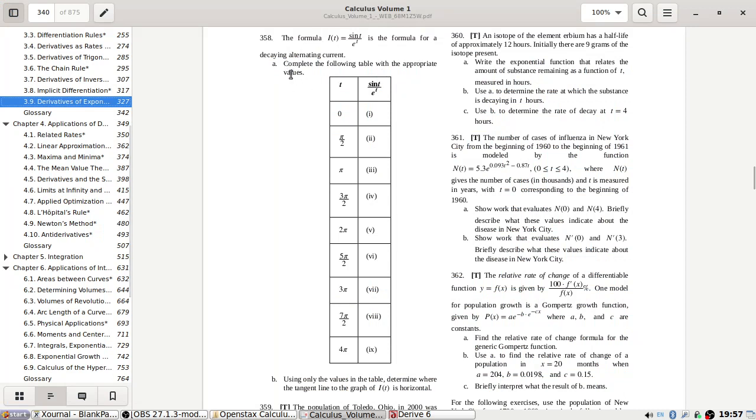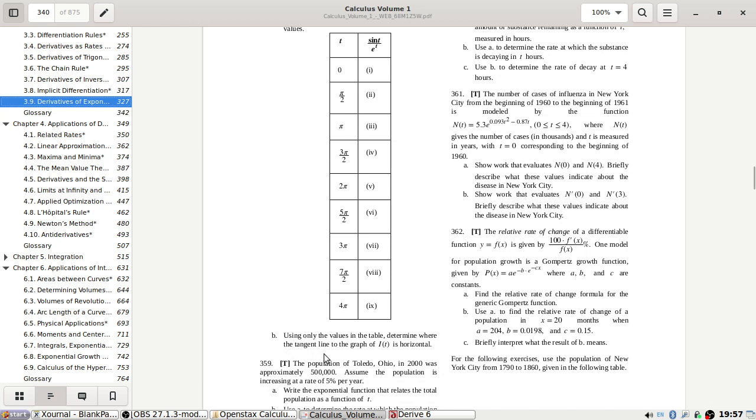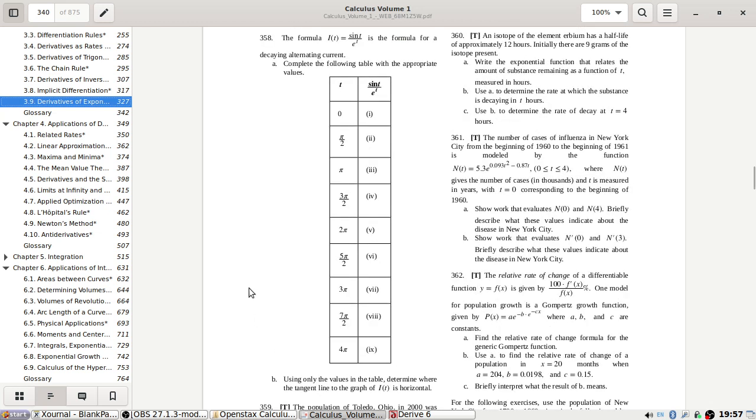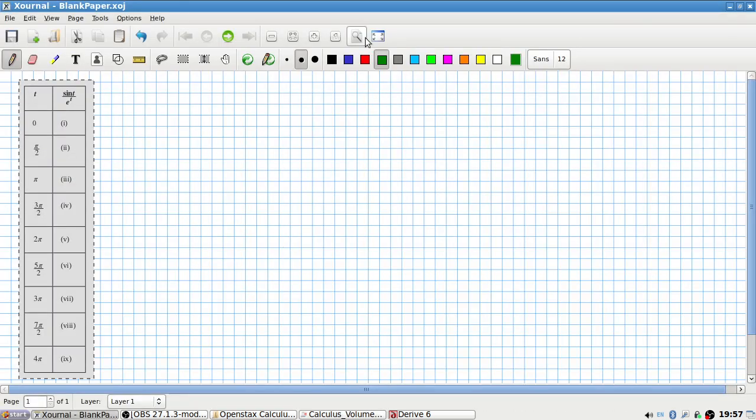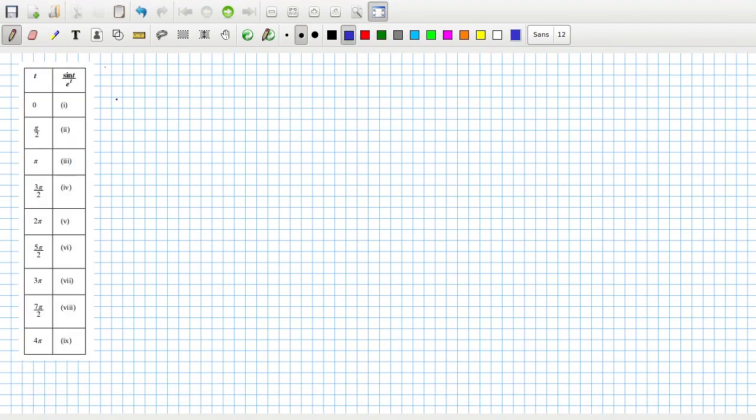Complete the following table and then, using only the values in the table, determine when the tangent line is horizontal. Okay, well let's try and get out our calculator and fill this in. The function is sine x over e power x.